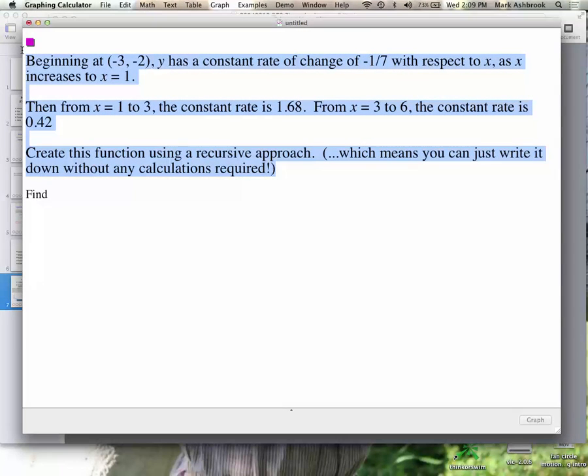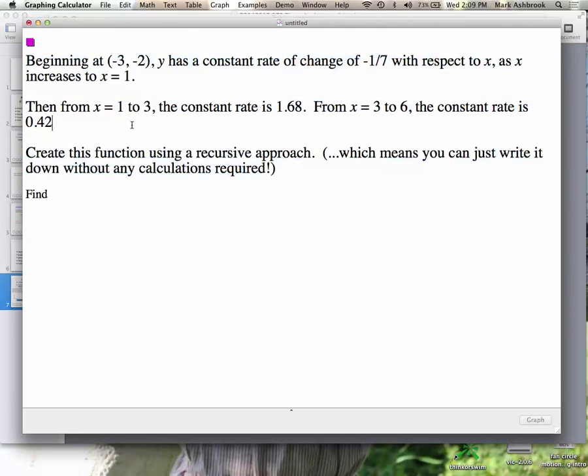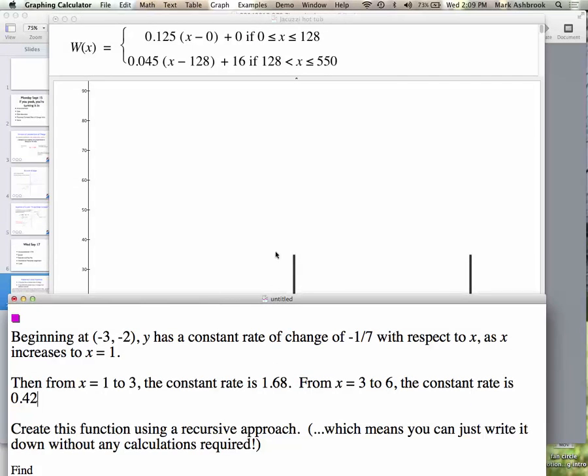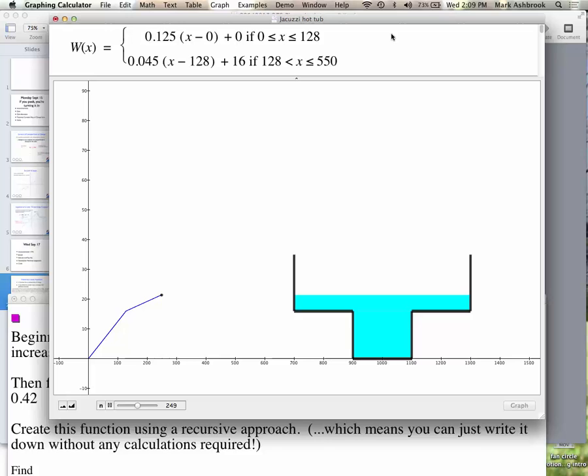So here's some instructions for building a piecewise function. I want you to see if you can write it out. Oh, shoot. There's one more thing I want to talk about in this. We're not ready for this. Look, this is really important. I forgot about this.